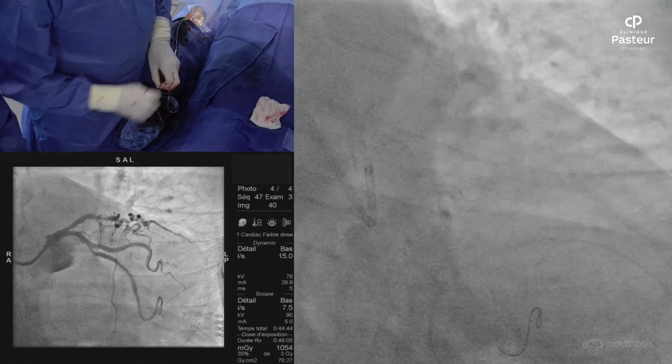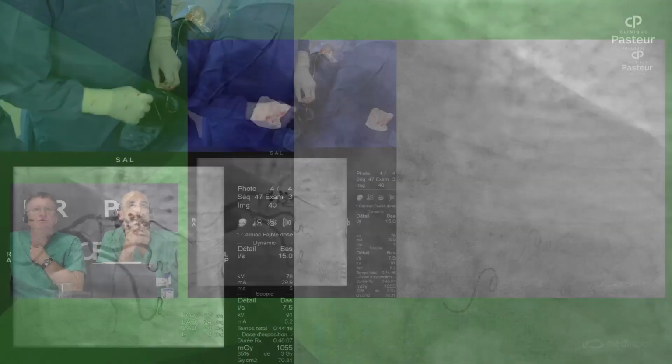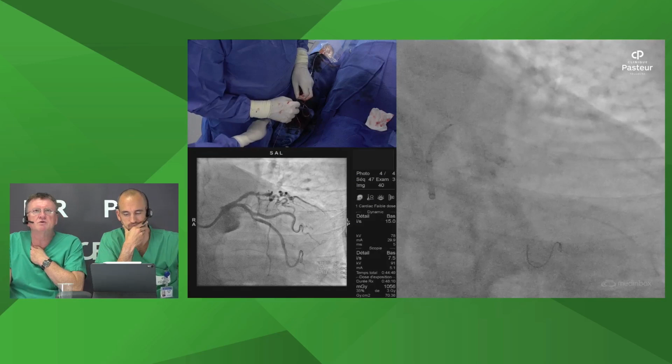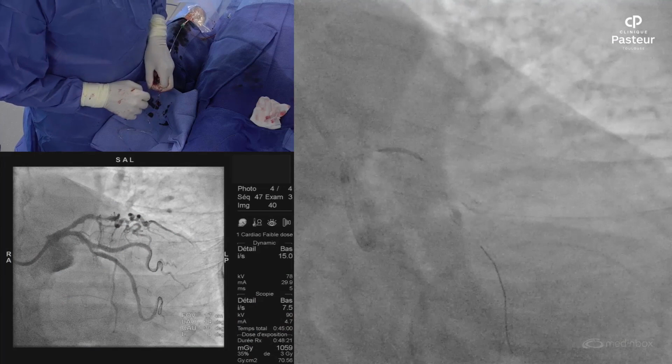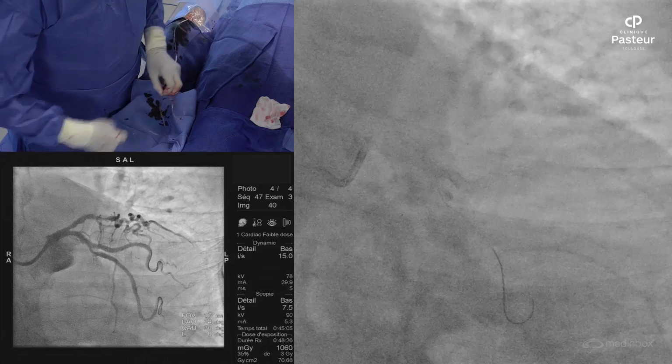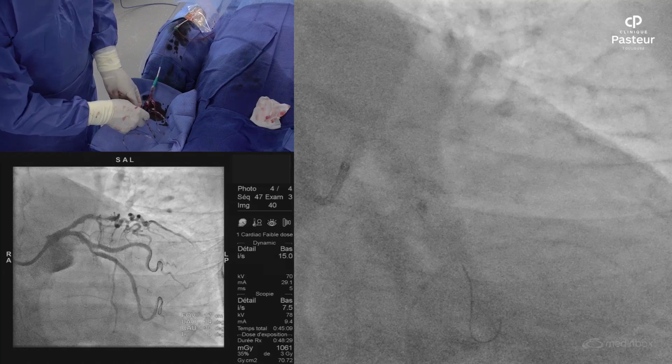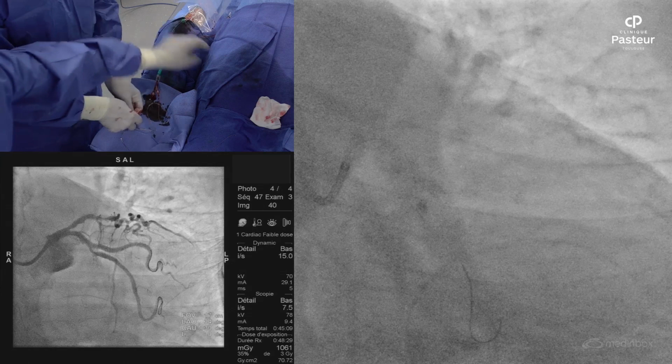Are you concerned about using a guideliner? There is a question from the audience about that. No. But the problem is, you see, look at that. It's very difficult. I think the problem is the support with the catheter, which is not optimal. So what we can do is two things: a guideliner, but I'm not sure that the guideliner could be advanced.